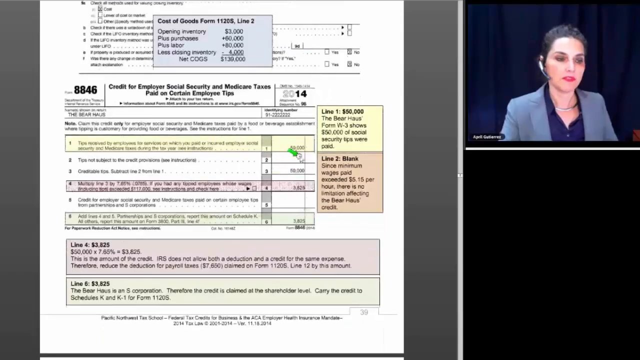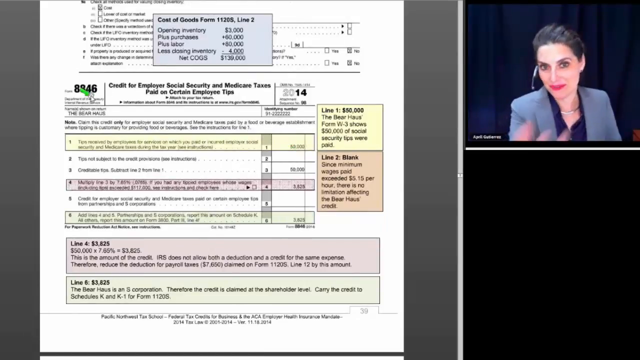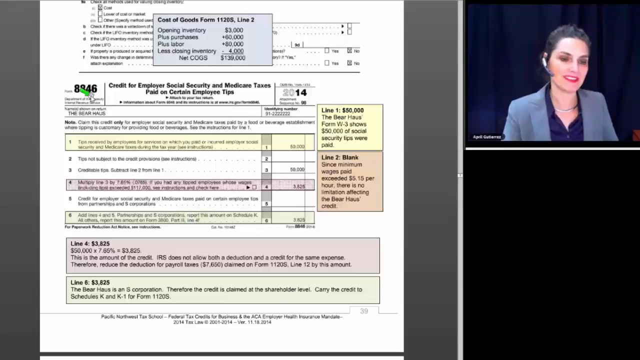The next step is to figure Form 8846. Actually, if you're going in strict order, 8846 has to be prepared before we finish preparing the 1120, but in the order of my course, I've stuck it right here. So on this particular form, we begin on line 1 by entering the gross tips reported to the Bear House by employees who received tips, and that was $50,000. All employees were paid more than $5.15 an hour, so there's no amount on line 2.